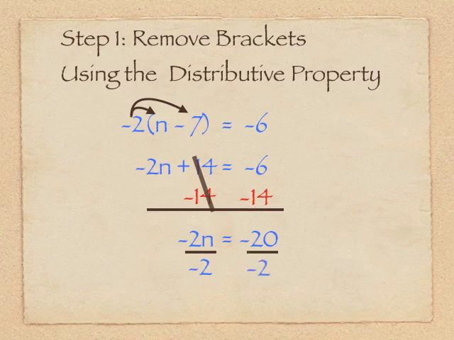So we need to divide both sides by negative 2. And when the negative 2s cancel out, we're left with n is equal to a negative 20 divided by a negative 2. Negative divided by negative, that's a positive 10.